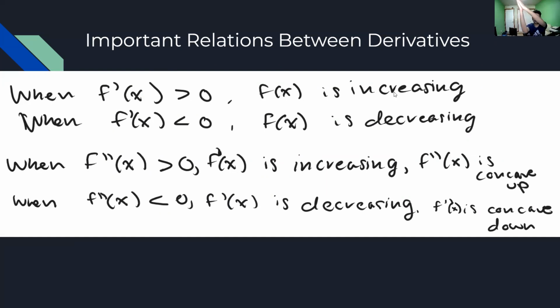I'm just going to show it by thing with my camera. I don't know if you can see me, but it's going to be increasing. And similarly, when f prime is less than 0, the slope of f of x is negative. And when the slope is negative, f of x is decreasing.